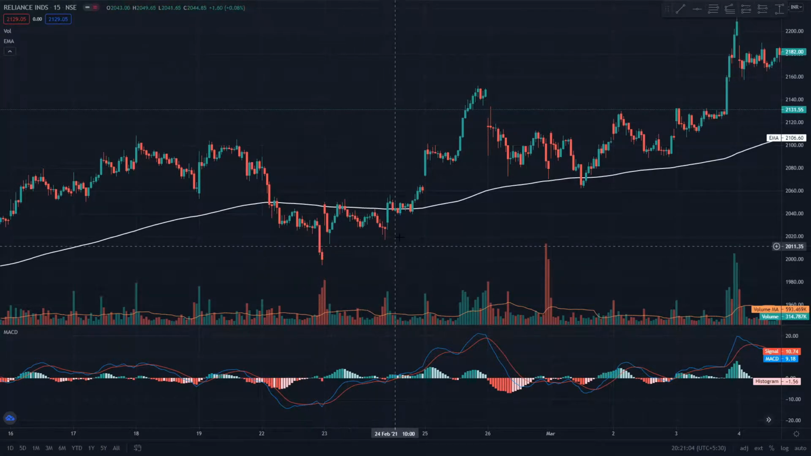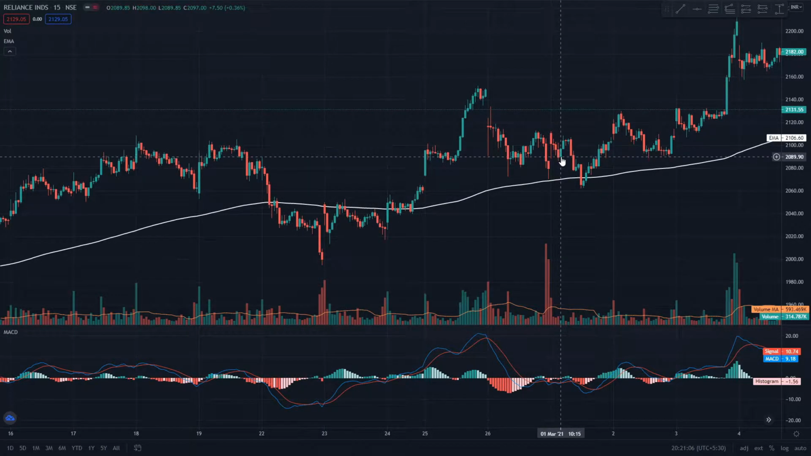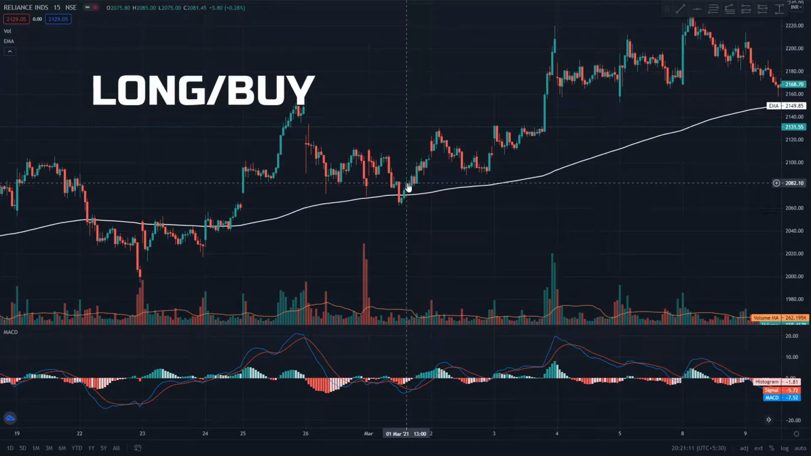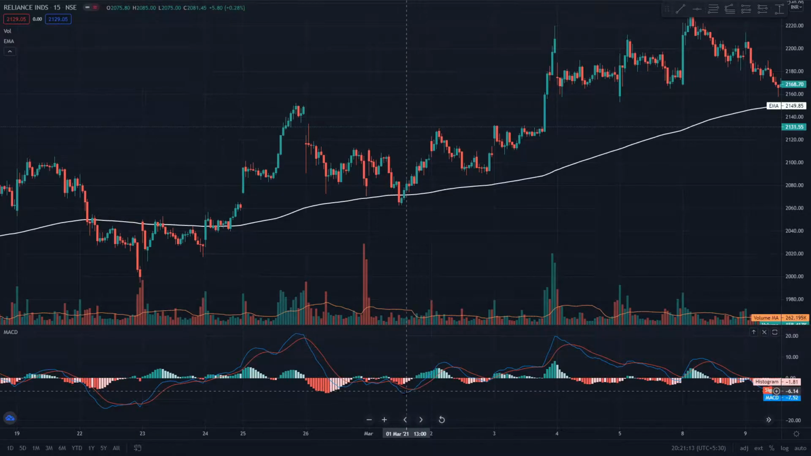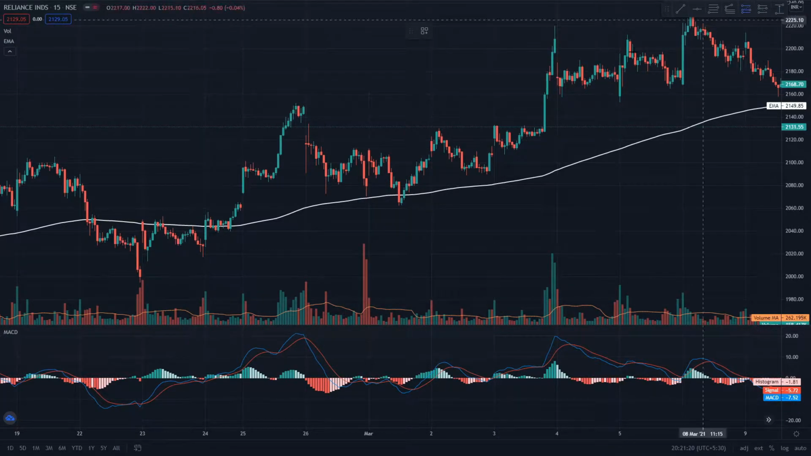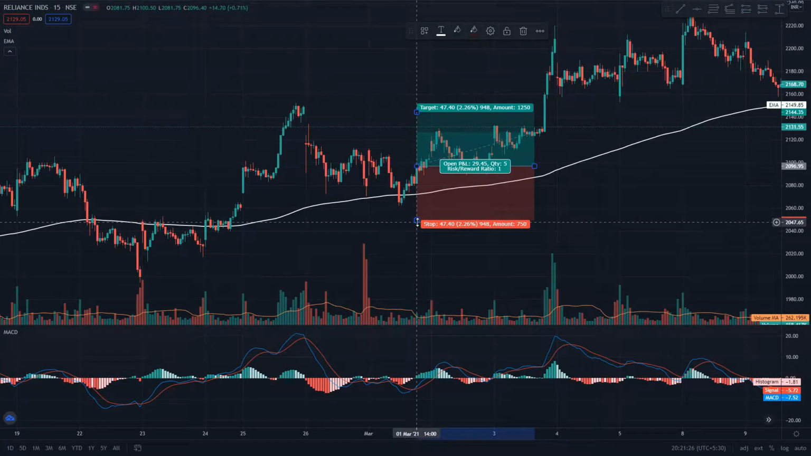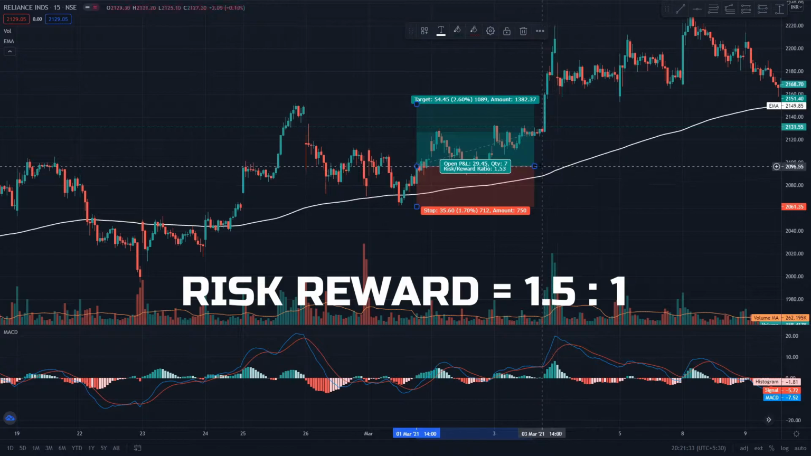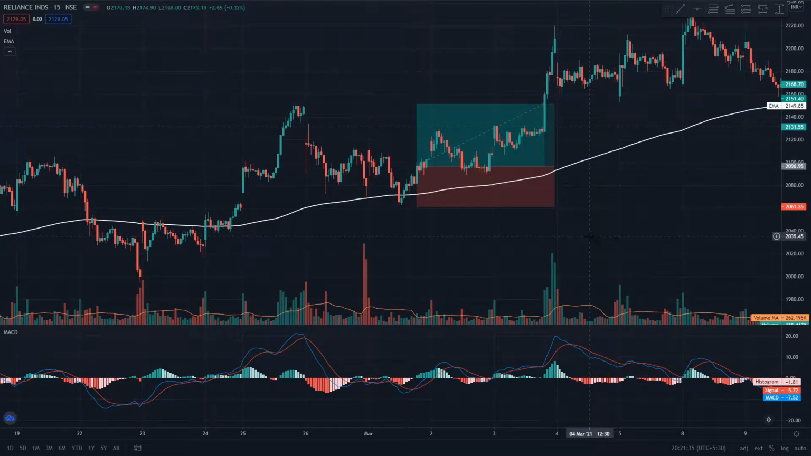Let's find an example. What you are looking for is when the price is above the 200 EMA, you are only looking long. So you are looking for a cross up by the MACD that happens below the zero line of the histogram. So let's go to the cross. Yeah, it happens below the zero line of the histogram, so we are going to take a long trade on this candle when it closes. So we would buy here, set our stop loss to the nearest swing low, and then we are aiming for a 1.5 risk reward ratio. So this trade would have been a winner.